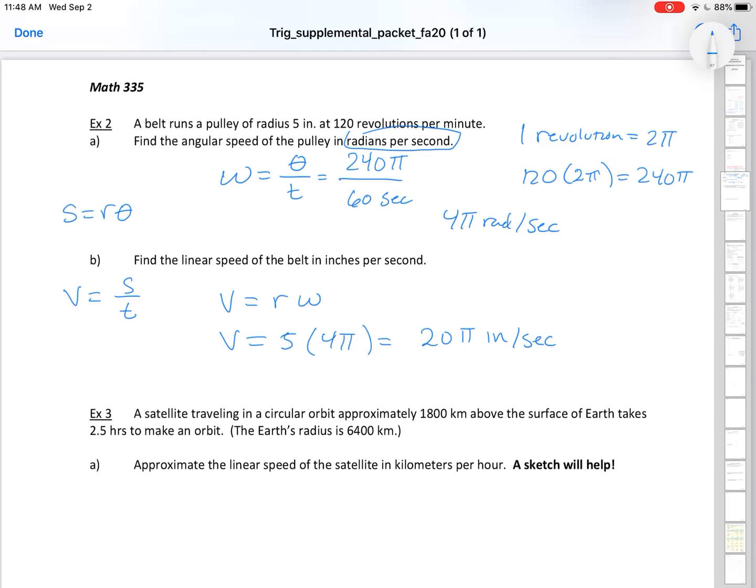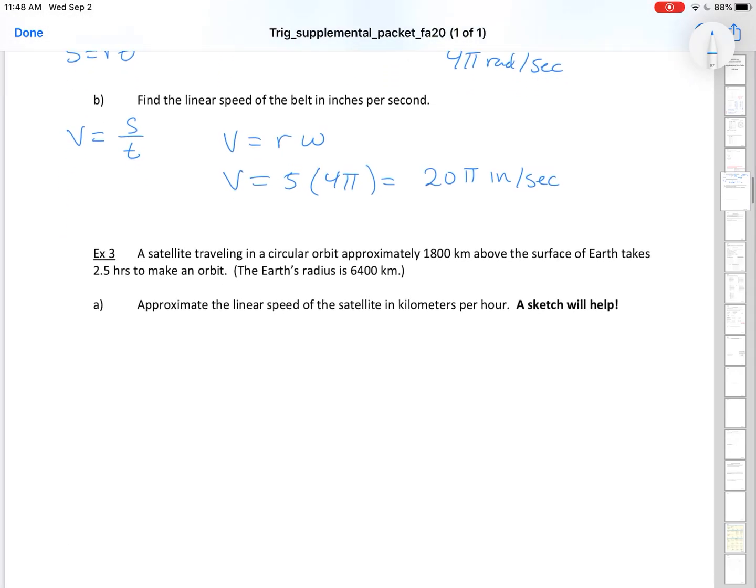R would have been 15, theta was the 240 degrees, and the time would have been 60 seconds, and we would have gotten the exact same 20 pi inches per second. So you'll want to use whatever formula is fastest for you. So now we got a satellite.